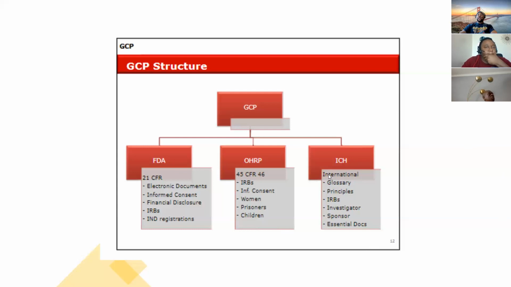ICH is mostly concerned about the international applicability of clinical trial performance. It covers the glossary, the principles involved, the IRBs, and the investigator. The investigator is the clinician, the physician in the clinic. They will be able to assess and understand where an investigator is involved in the study. What is the responsibility of the investigator? What are they supposed to be doing?